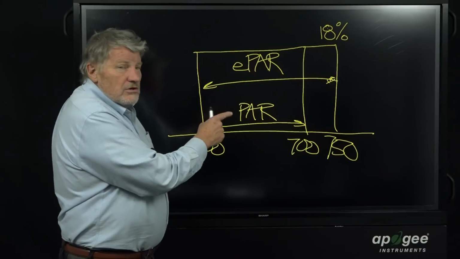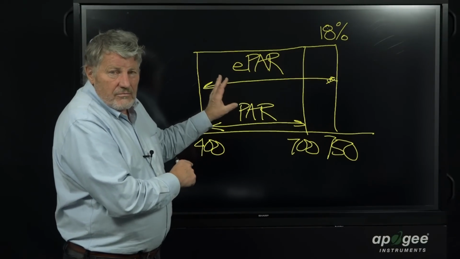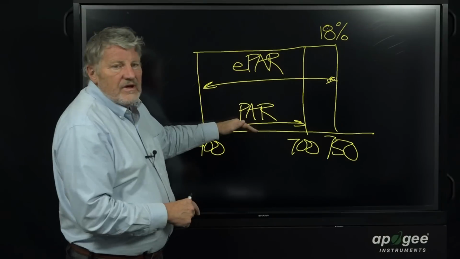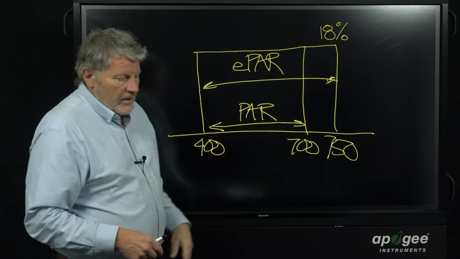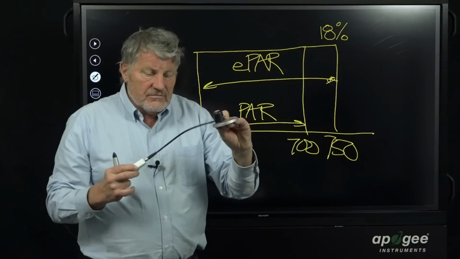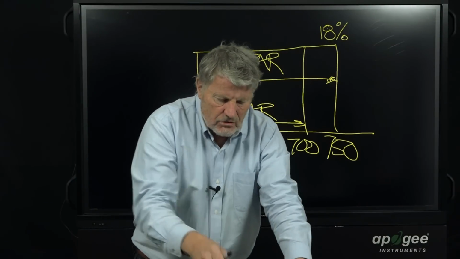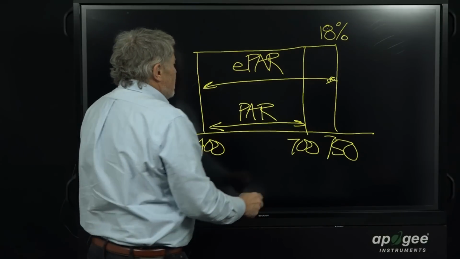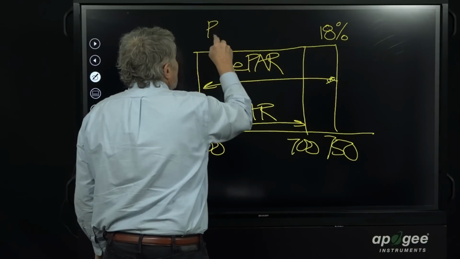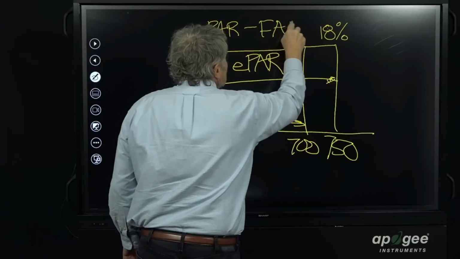Because of this effect, and because we have the traditional PAR and the new ePAR, Apogee also made this sensor. It's a black sensor. This is hooked up to a microcache data logger. This sensor is called the PAR-FAR sensor.